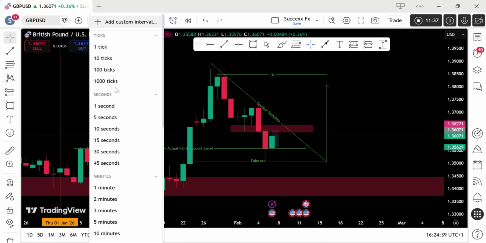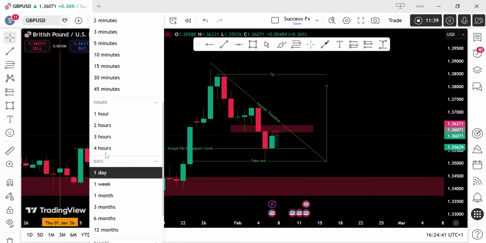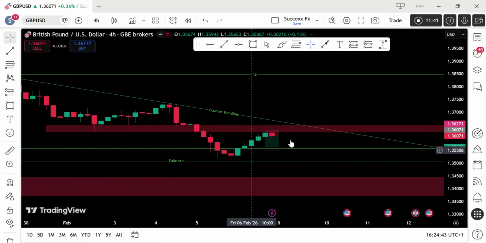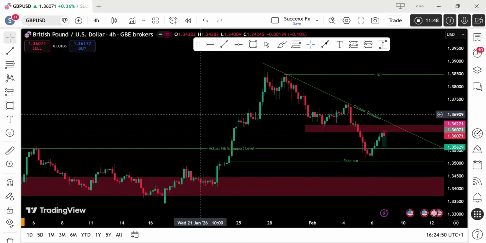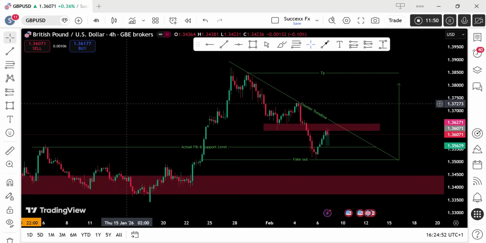So we will scroll down now to the 4 hour time frame. As you guys can see, we're using the top down approach to do our analysis from monthly to the weekly to the daily, and now we are at the 4 hour time frame.